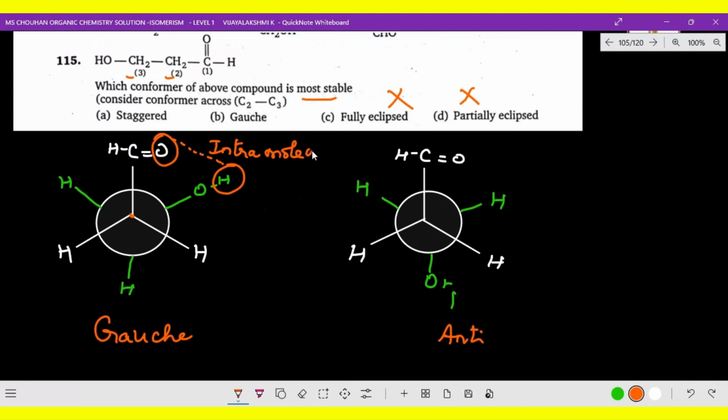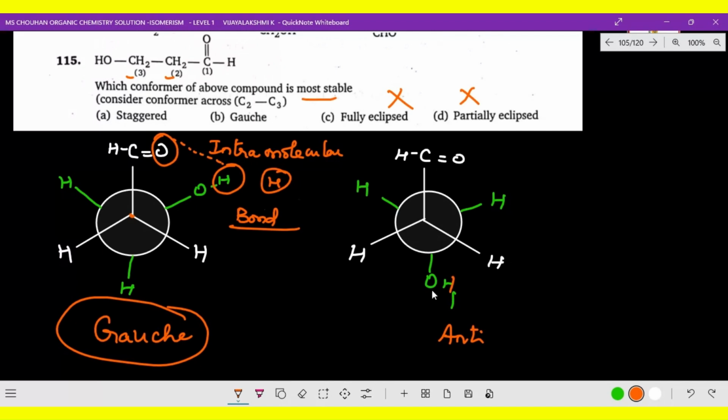Intramolecular hydrogen bonding. You know what that intramolecular hydrogen bonding is? It will be stronger, like a brother and sister relationship, like that within the molecule, the bonding is taking place, and it is stronger than any other bond. So that bond is available here. So this will be more stable than anti. So here in this point, CHO and OH, there is less repulsion because it is far away. So it is less repulsion.